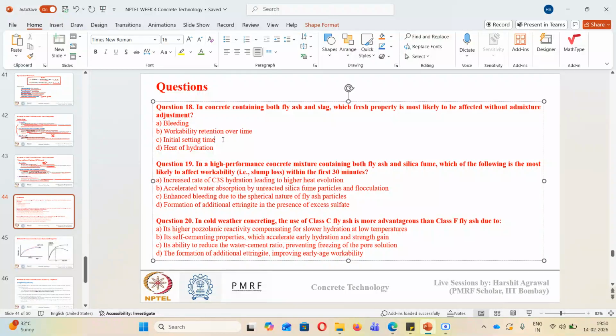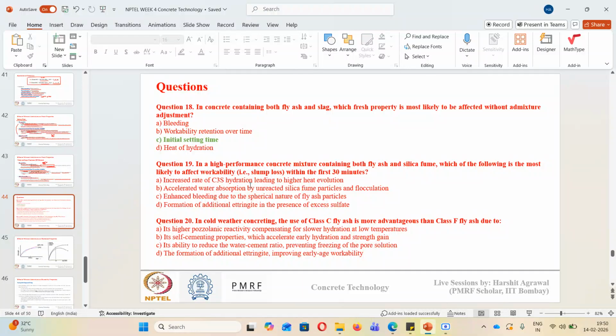Yes, the correct answer is C. So we have seen both fly ash and slag can delay the setting of concrete as they react slowly compared to Portland cement. So they can reduce the rate of hydration and they can delay the initial setting of concrete. Question number 9.